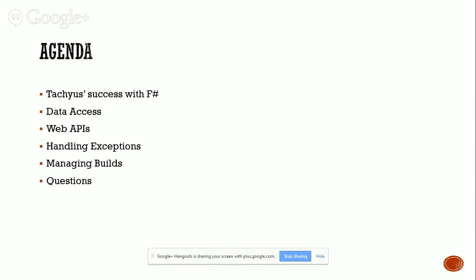How we handle exceptions and some of the railway type stuff that you might have seen Scott Wlaschin talk about. I'll also cover managing builds and how we do that with Fake, and then we'll have time for questions at the end. But I do like having people interrupt and asking questions throughout because I feel like it gives a better context to what we're talking about. So do feel free to stop me and ask questions as we go.